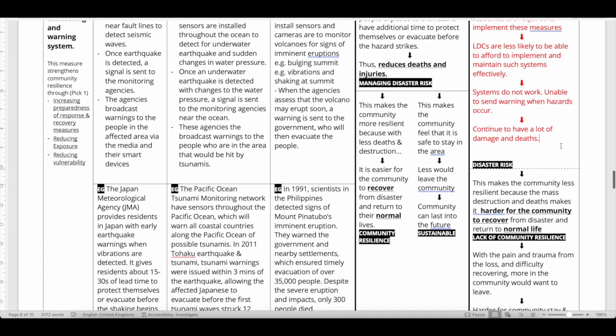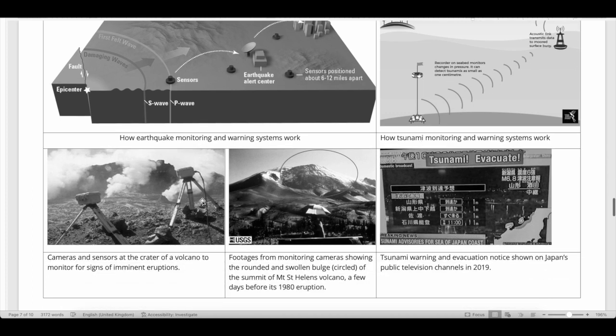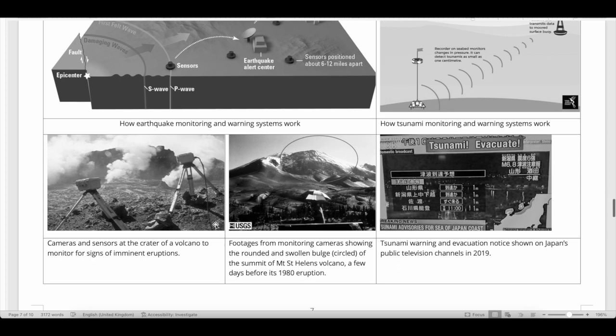All right, I'll move on. These are some of the systems that they use. Volcano warning is a bit less effective because it's harder to tell when volcanoes will erupt. In fact, at Mount St. Helens, they saw signs but couldn't tell when. One of their volcanologists who monitored Mount St. Helens died because he was on duty when it erupted, and he was killed by the pyroclastic flow.